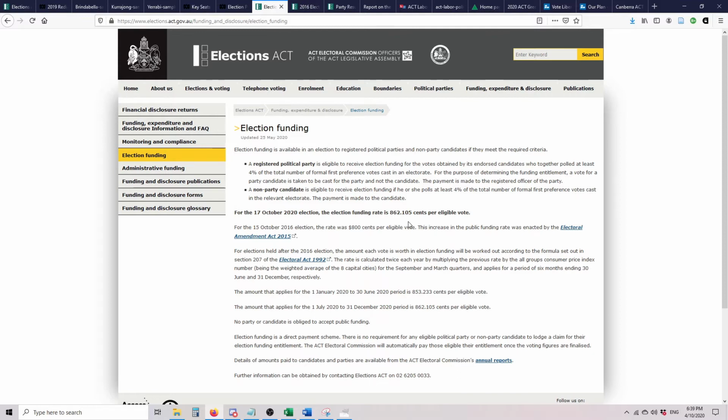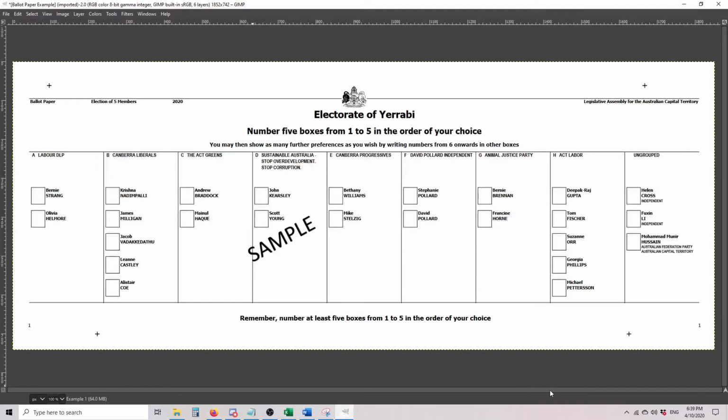Now this is where I'm going to put in my first example. Okay, we've got our little ballot paper here. This is for the electorate of Yerrabi, and let's say that I really like the ACT Greens and I want to vote 1 ACT Greens. Well, that means I vote 1 for ACT Greens, and it doesn't matter what other votes I have. This one vote means that $8.62 will be going to the Greens. Okay, so that's the first thing to keep in mind.